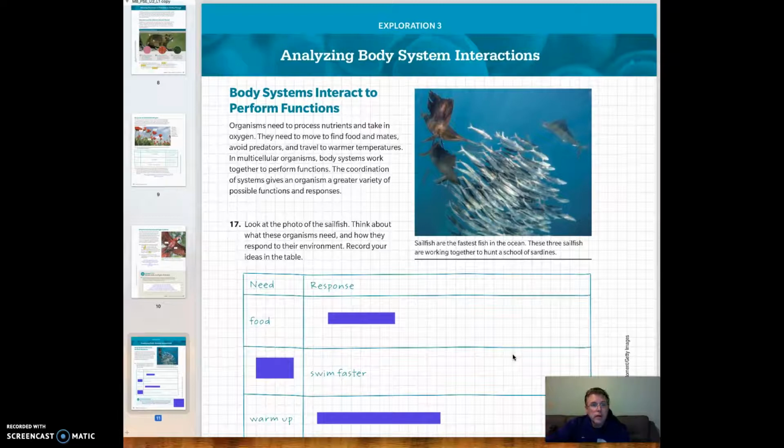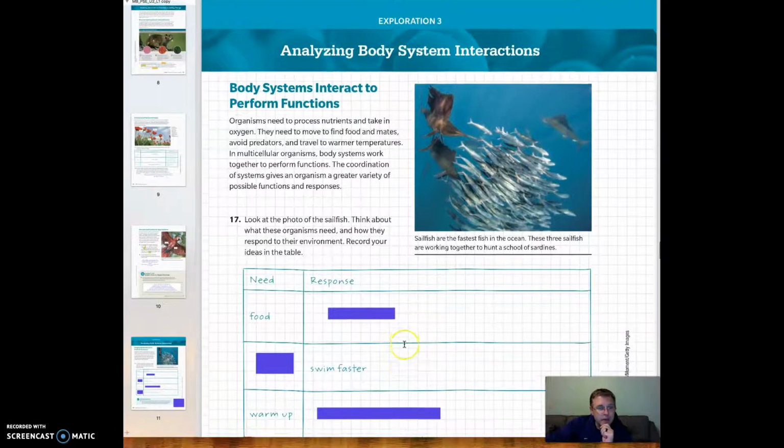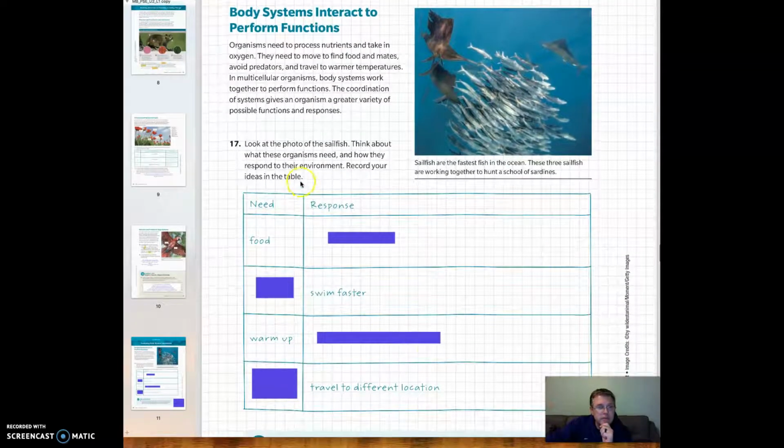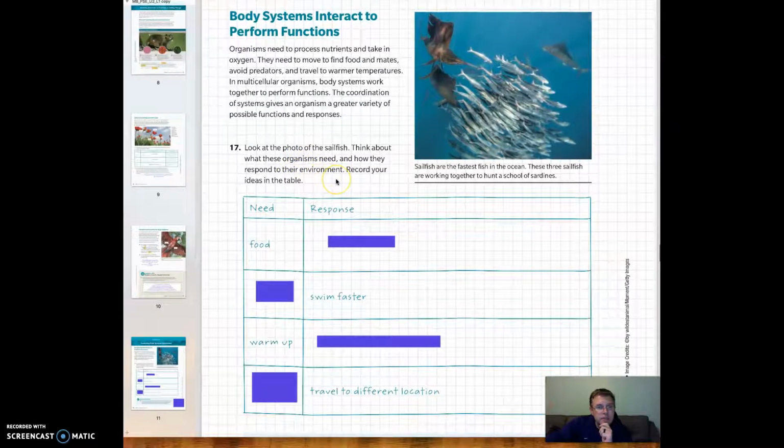All right, final part here. Exploration 3 is just kind of, again, some more examples that we have of body systems at this point. Okay, so body systems interact to perform different functions, and we'll take a little bit of a look at some of our body systems here towards the end of this, but actually we'll go into more detail of that as we move forward into plants and animals. Okay, so number 17 says to look at the photo of the sailfish, think about what these organisms need and how they respond to their environment.